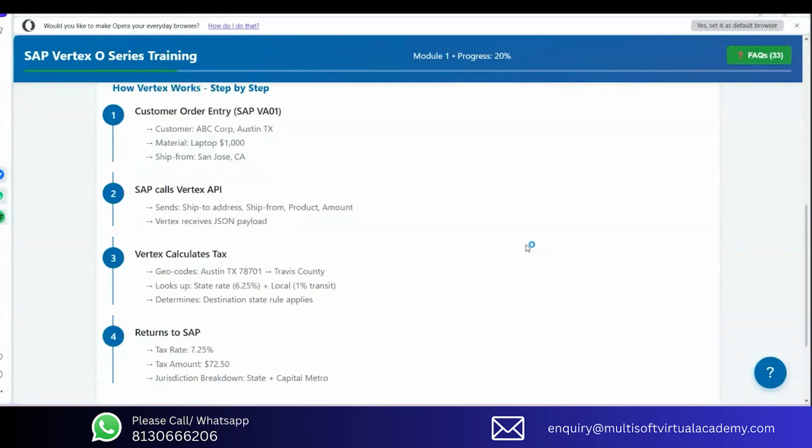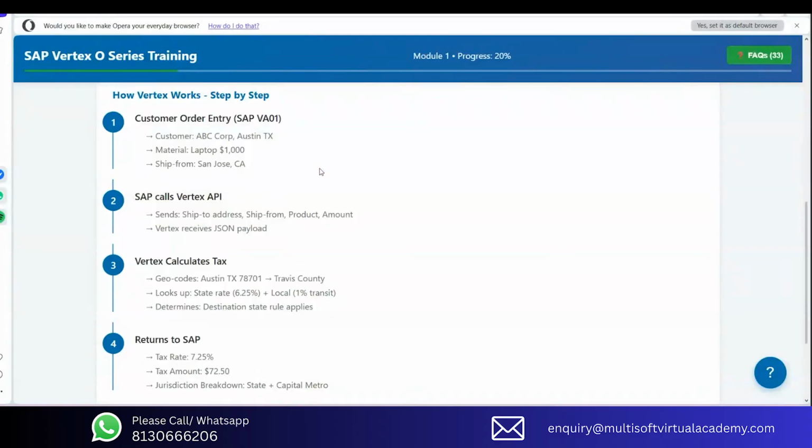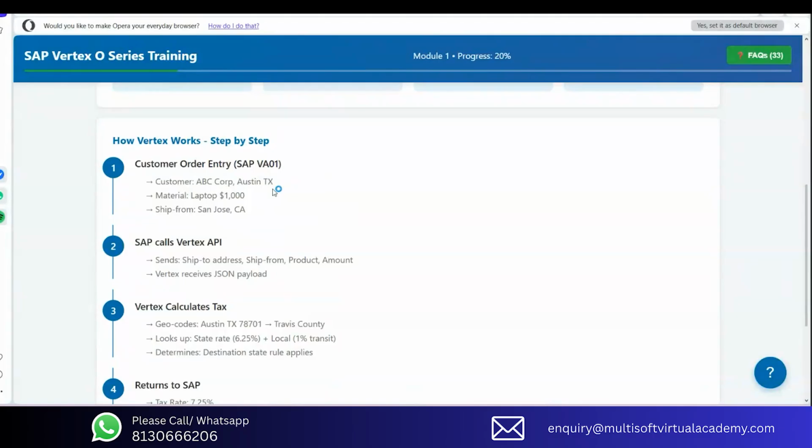Now here's how Vertex works, with a step by step explanation. First, you need to enter the customer order entry. The code is VA01. Assume the customer ABC, with a constant address, adds material laptop, shipped from Sangal. These are just examples of the information that will be given. When we enter the customer order, this information will be keyed into SAP first. This is a very important step. This is the flow I'm telling you.